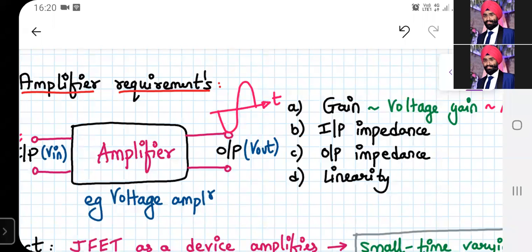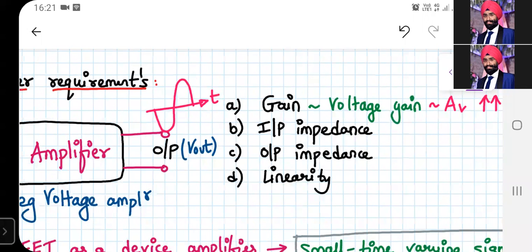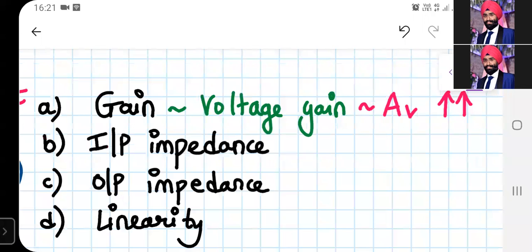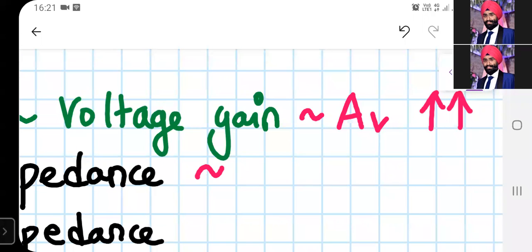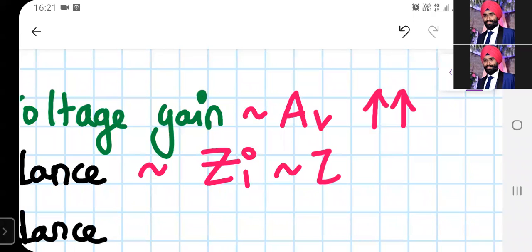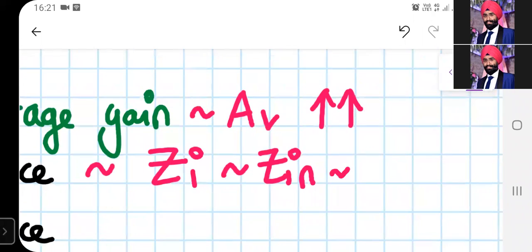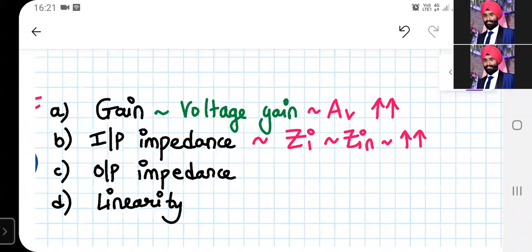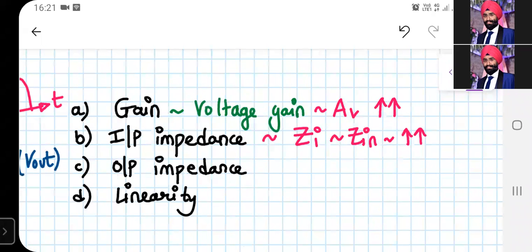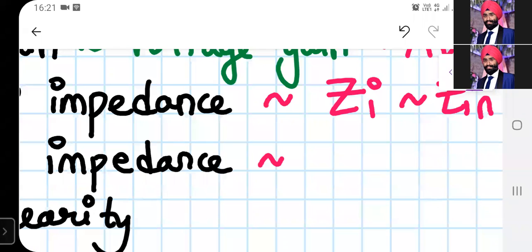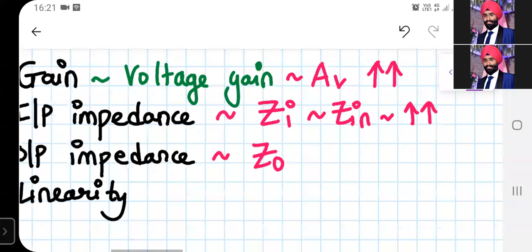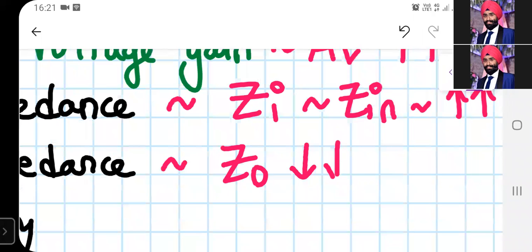What about the input impedance? I am not discussing in detail what input impedance is; that I may discuss when I discuss the problem. The input impedance is represented by Zi. Many textbooks call it Zin or also Rin or Ri. This input impedance also should be very, very high for a voltage amplifier, and this is done to avoid the loading effect on the source. Now, output impedance of a voltage amplifier should be low. It is denoted by ZO, and it should be low. This is specifically for a voltage amplifier.